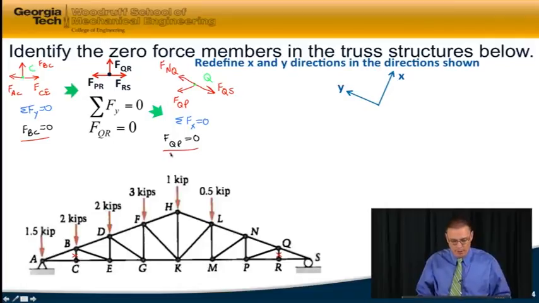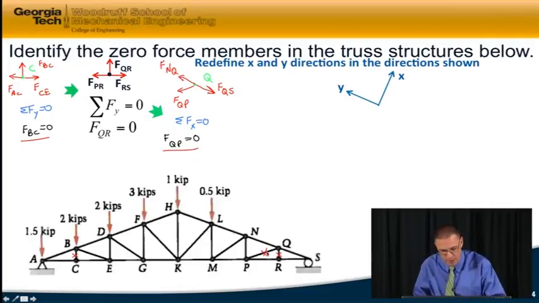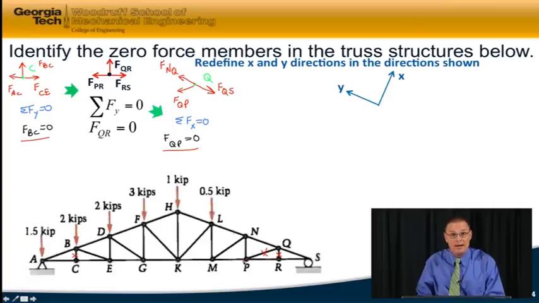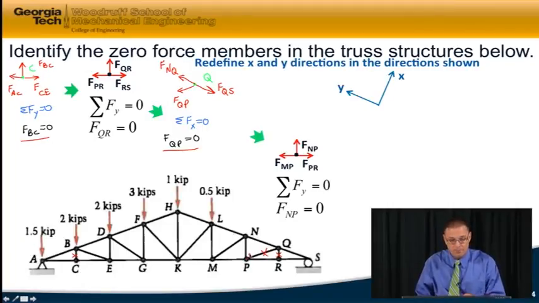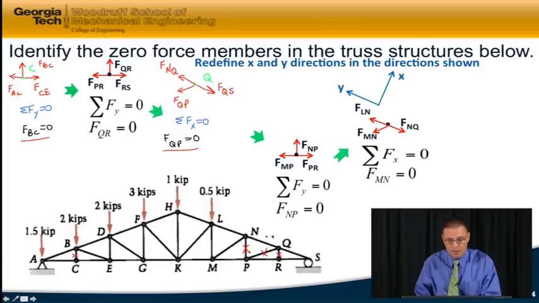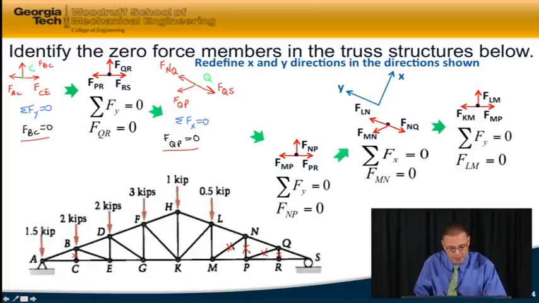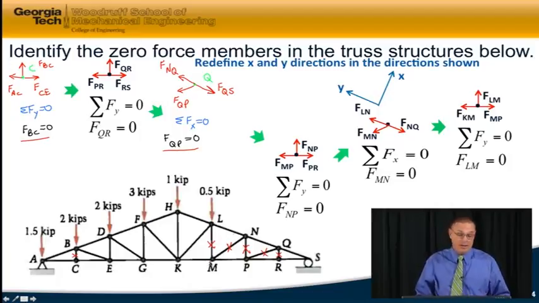And we can keep on going now. Once I have FQP equals 0, now I can see that joint P only has one force in the y direction, FNP, so it must be a zero force member. And I keep going. Now joint N ends up being just like joint Q, using the redefined x and y directions. So FNM is equal to 0. And finally, FLM is equal to 0. And that's all the zero force members in this truss, and that'll really speed up your analysis.